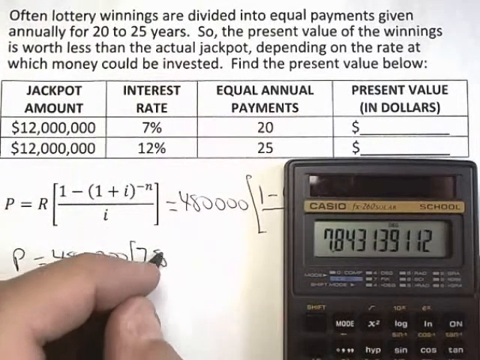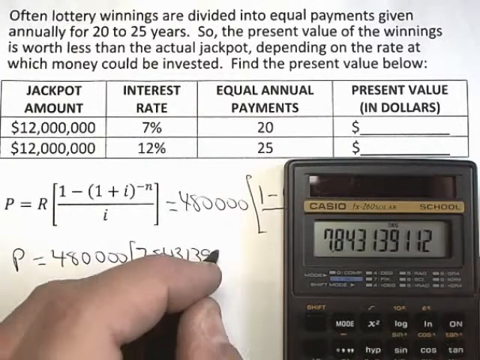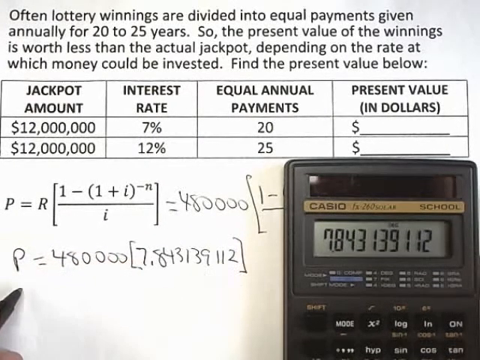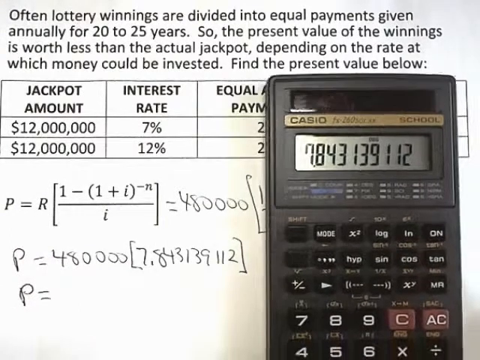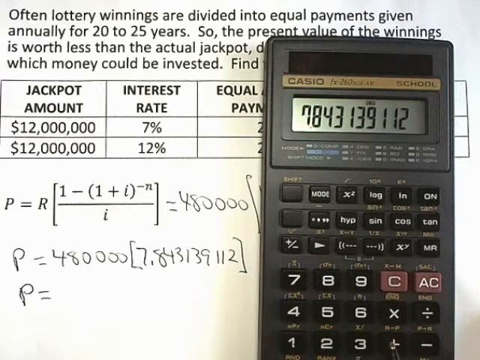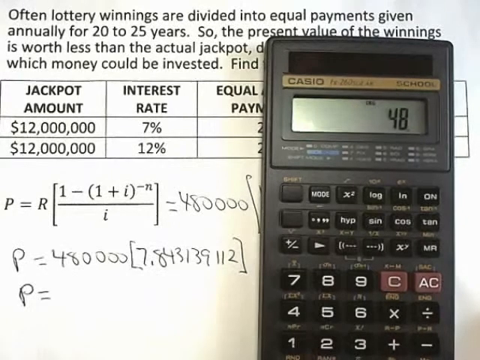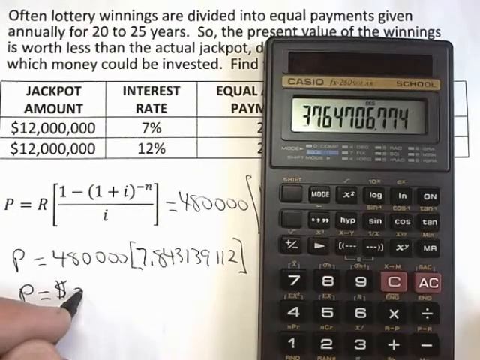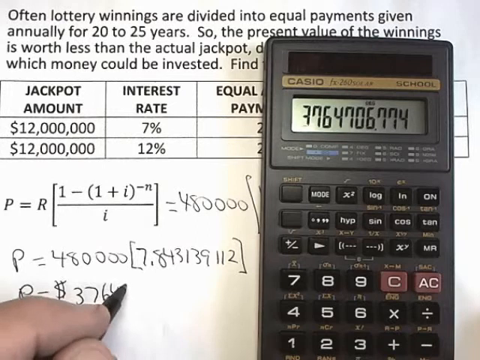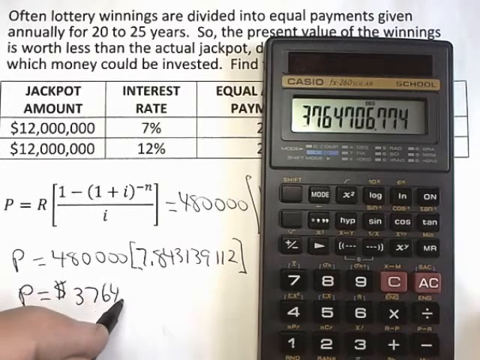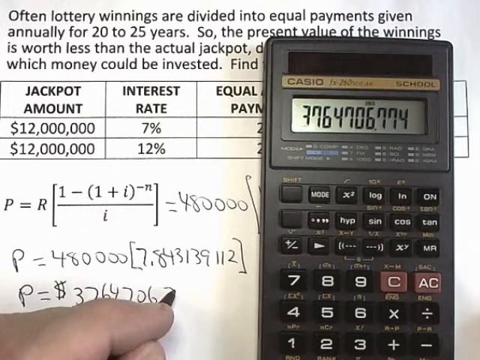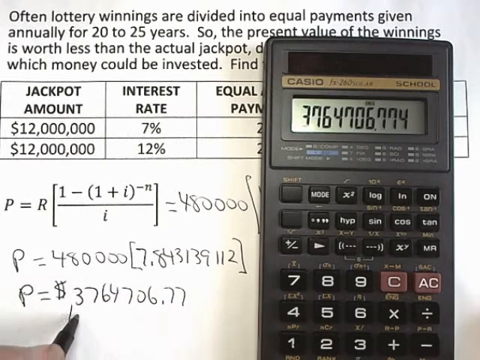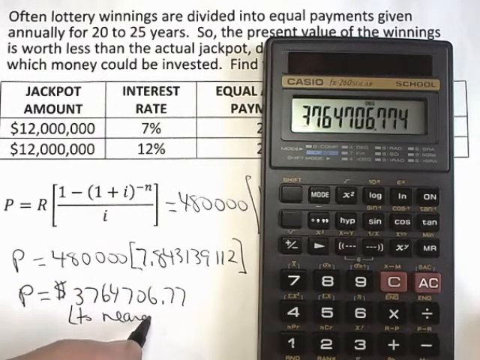So that's 7.843139112. Carry lots of decimal places, but as I said earlier, as long as you leave the number inside the calculator display, that's automatically done anyway. So all I need to do now is multiply it by $480,000. And that gives me a present value of $3,764,706.77, and that's to the nearest cent.